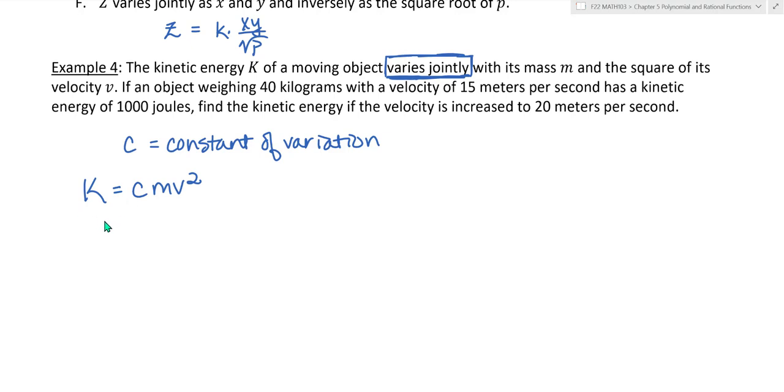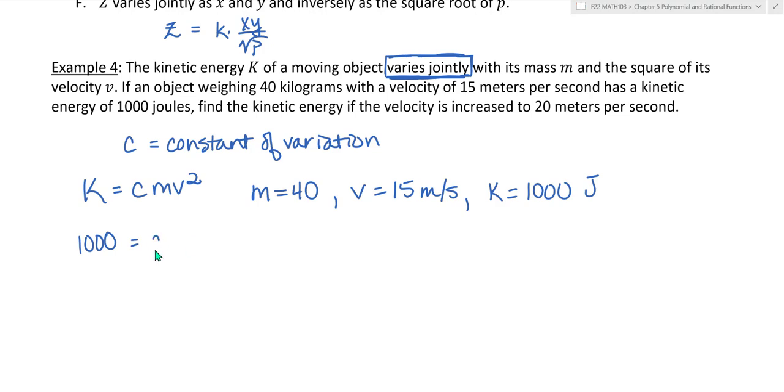Now we've got an object weighing 40 kilograms, so that would be mass, and velocity of 15 meters per second, has a kinetic energy of 1,000 joules. All right, so then let's put everything into our template so we can solve for our constant of variation. 1,000 is equal to C times 40 times 15 squared.